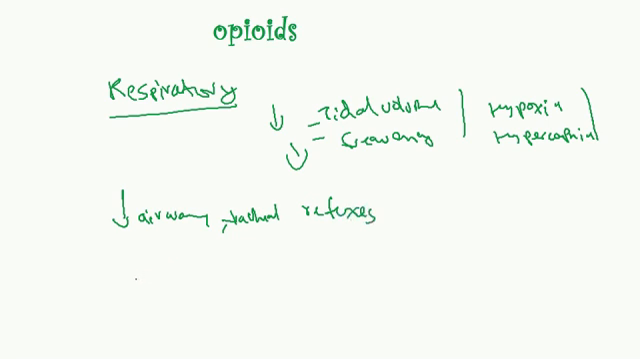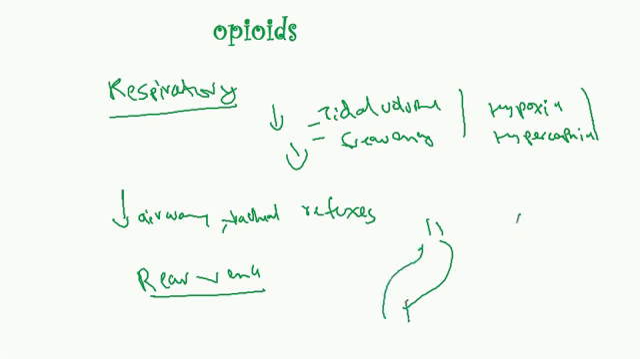And one interesting fact is that recurrence of this respiratory depression can occur, as when opiates are given IV, they get secreted into the stomach, accumulate there and are then reabsorbed, therefore recurrence of respiratory depression can occur.